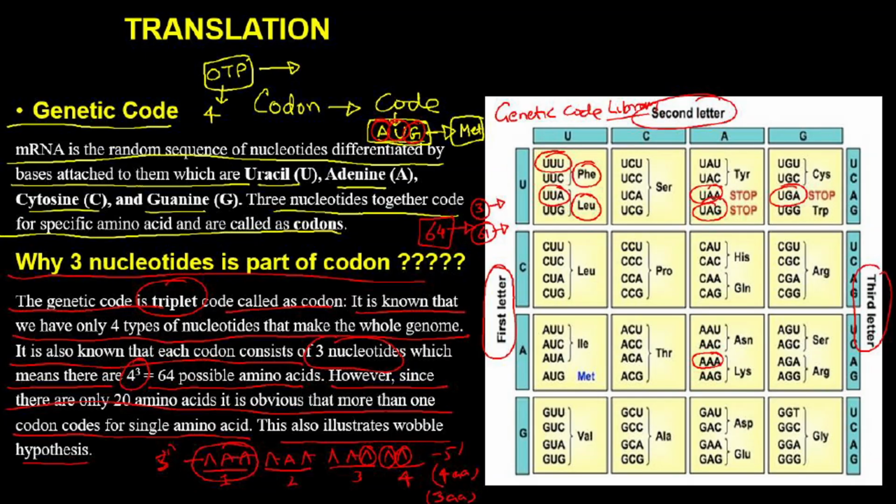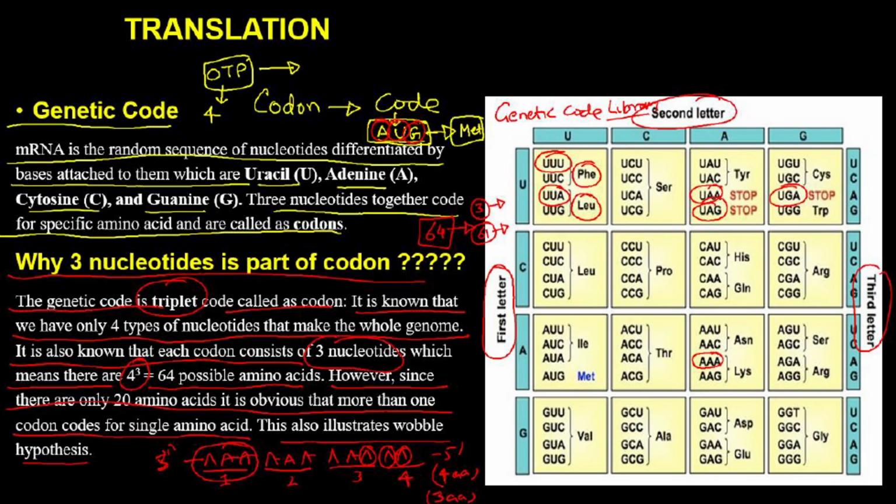An amino acid can have more than one genetic code, but a single genetic code codes for a single amino acid. It won't code for more than one amino acid. So this is something you guys should understand and keep in mind. We will also revise this when we study the features of the genetic code.